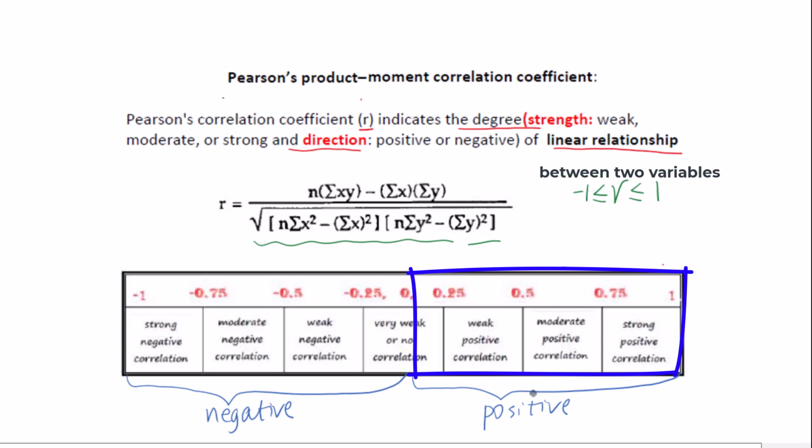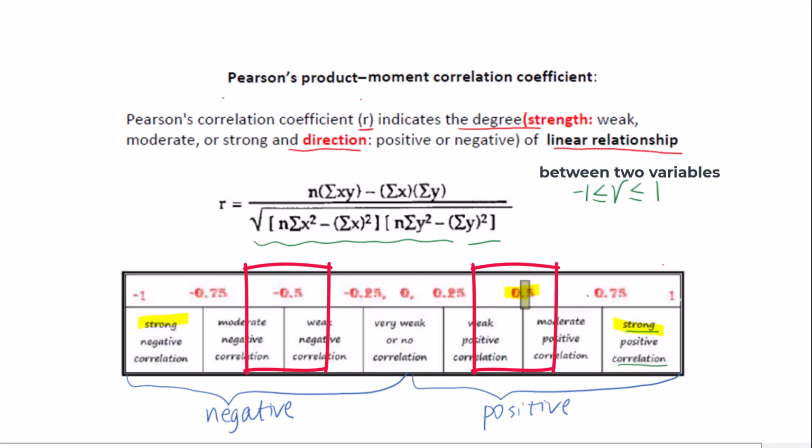When r is positive, we see there is a positive correlation between two variables. If r is negative, we see there is a negative correlation between two variables. When r is between 0.75 and 1, or r is between -1 and -0.75, we see there is a strong correlation. If r is around 0.5 or -0.5, we see the correlation is moderate. When r is around 0, we see the correlation is very weak or no correlation.